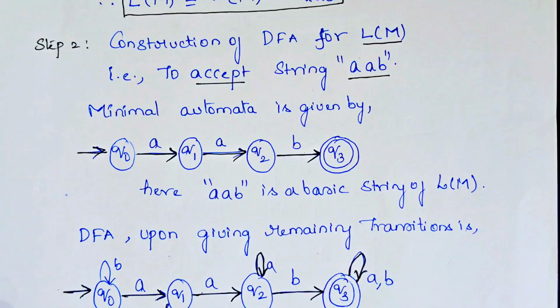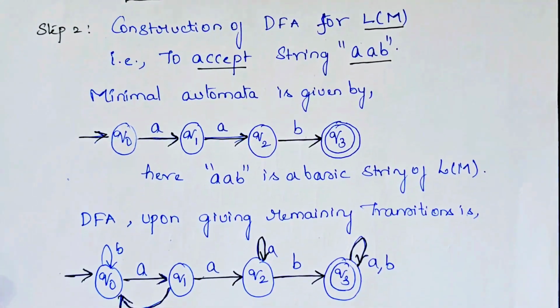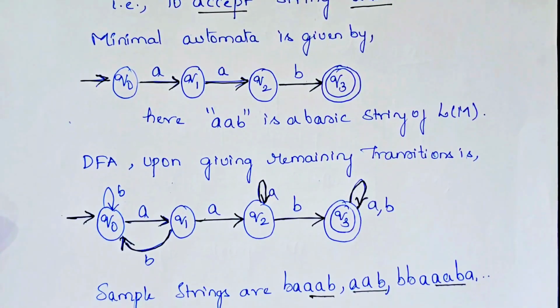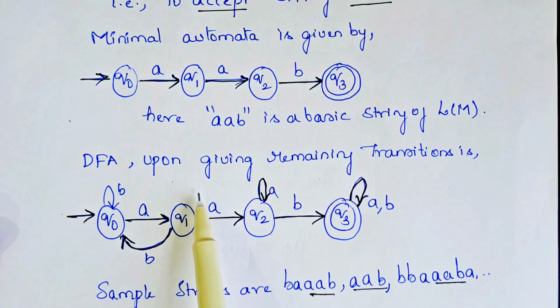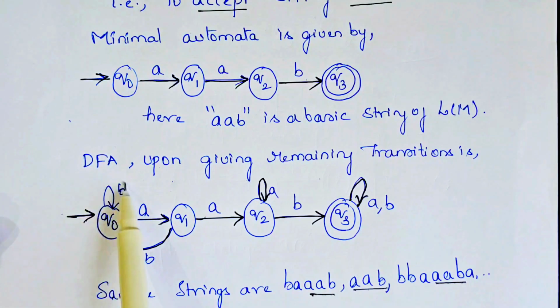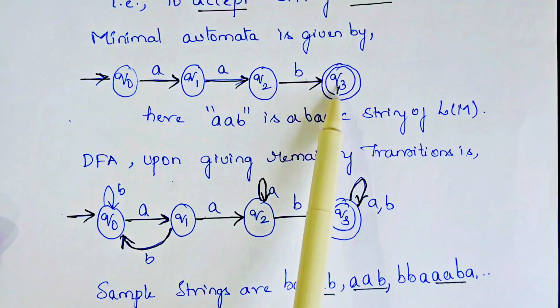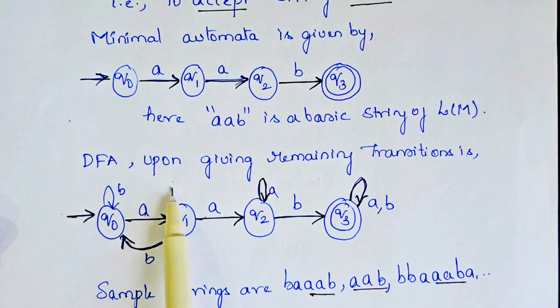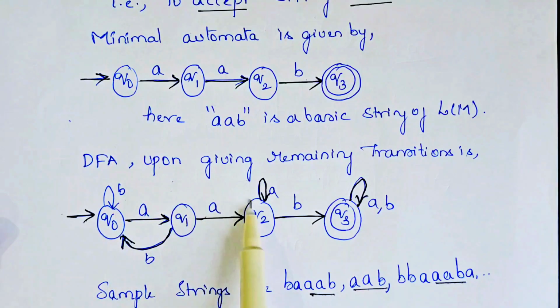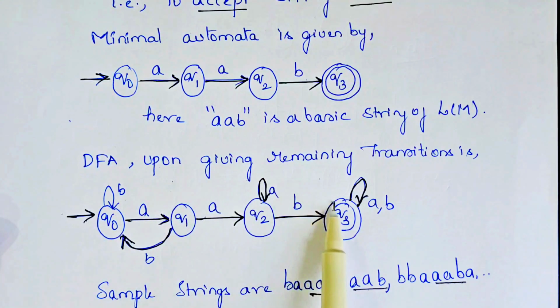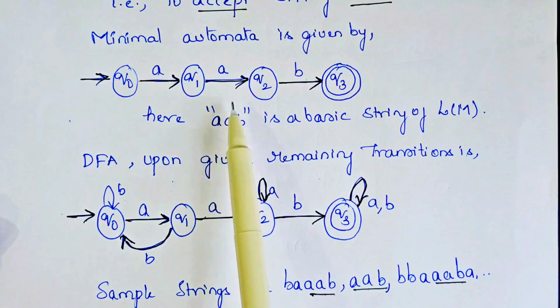For this minimal automata, upon giving the remaining input transitions, we can get the complete DFA. So DFA is given as Q0 on A is already completed. Q0 on B can be given to the same state because the DFA should accept the string AAB. Q0 on B cannot be given to Q1, cannot be given to Q2, cannot be given to Q3. So the only possibility here is Q0 on B should be connected to the same state Q0.